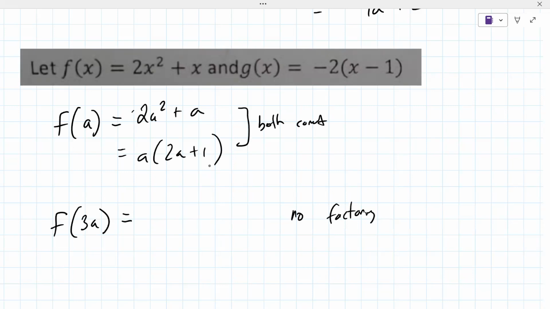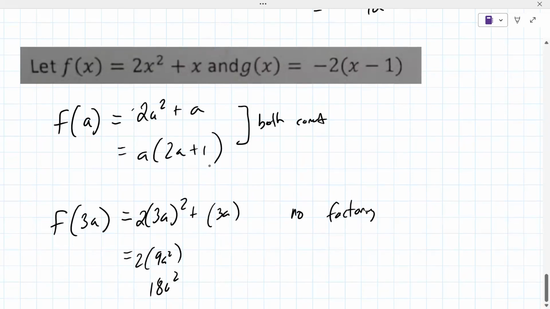Is it 18a plus 3? I mean, okay, a squared. Yeah. There's just, let me pop it in here. So it becomes 2 times 9a squared, which is 18a squared plus 3a. Is that okay? Yeah. All right.